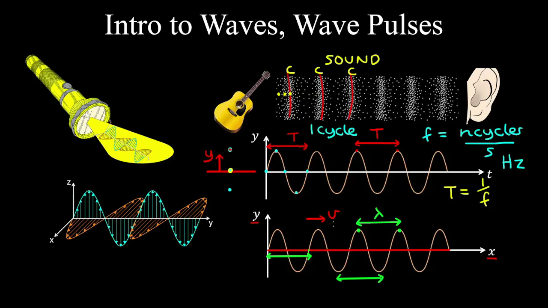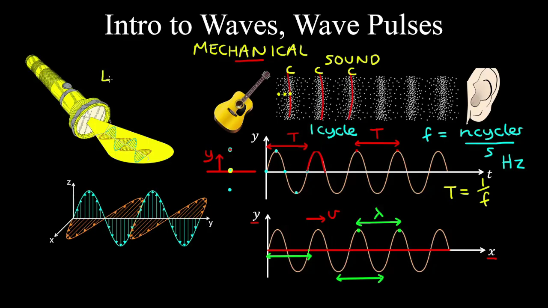So these two examples of a wave through a string and a sound wave are examples of mechanical waves. Or in the case where we're looking at a single pulse, that's called a mechanical wave pulse. So mechanical waves or wave pulses require a medium to propagate. So here sound moves through air, and a wave moves through a string.